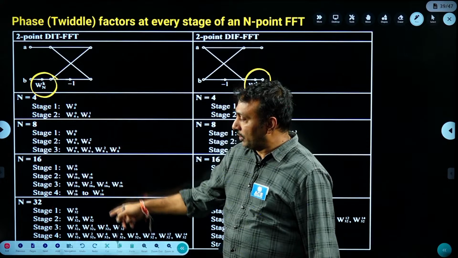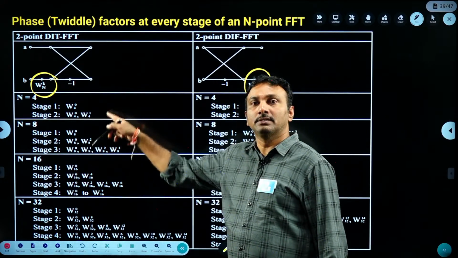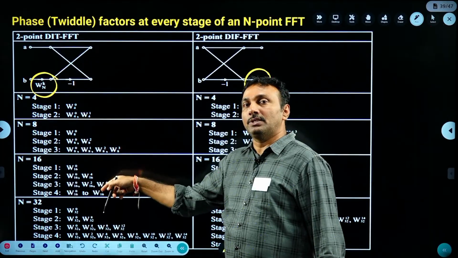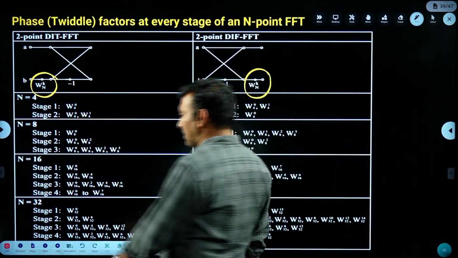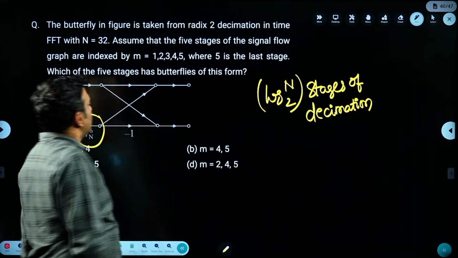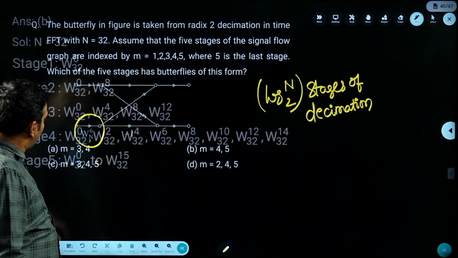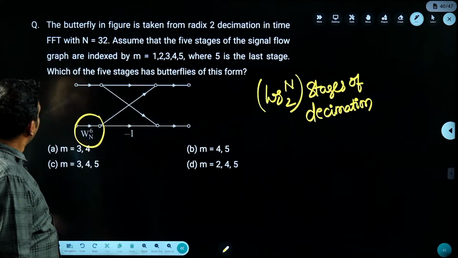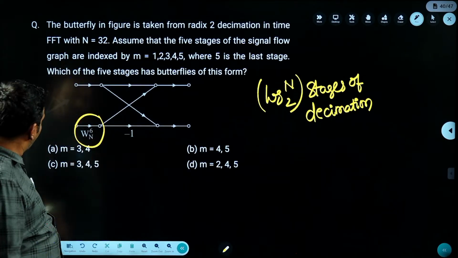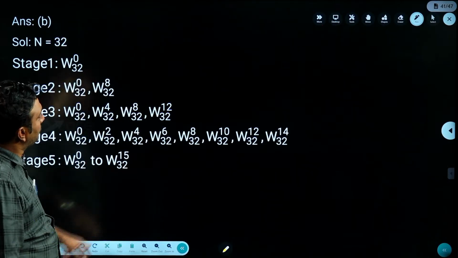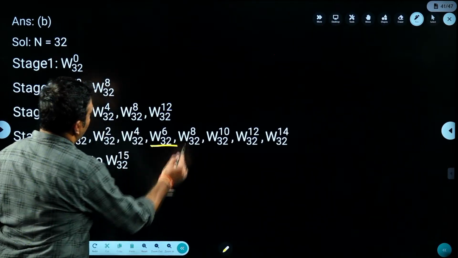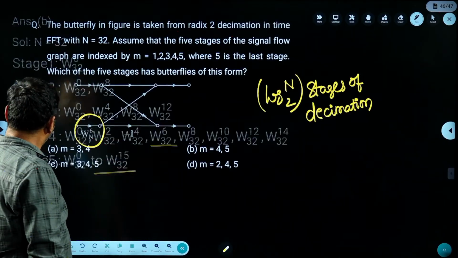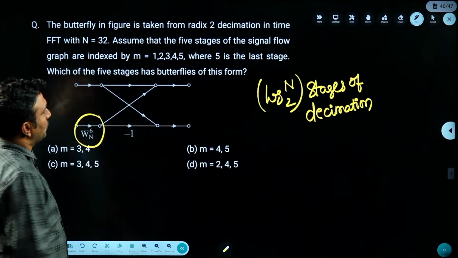If you are thorough with these things, stage 1 is a 2-point to 4-point, then 4-point to 8-point, 8-point to 16-point, then you are in a position to answer that. So I have given a clear solution for that. Later on you can cross check for each stage. He is asking W32 power 6 is there for which stages? That is for the last two stages. Here we have W32 power 6, here also we have W32 power 6. Okay, last two stages.